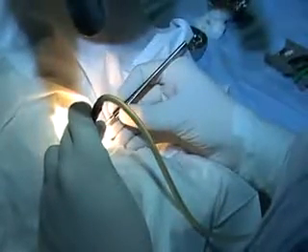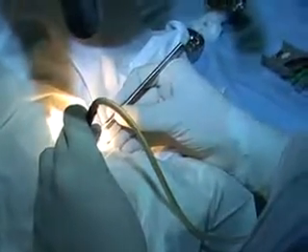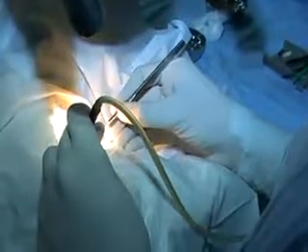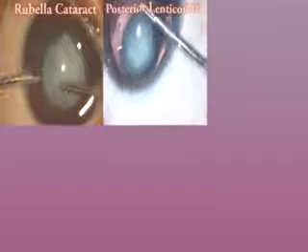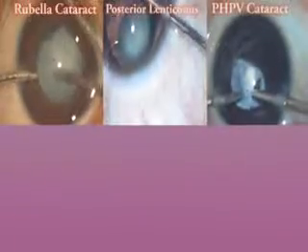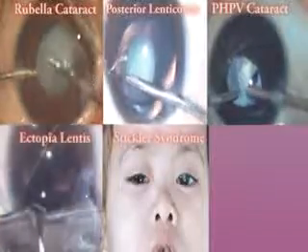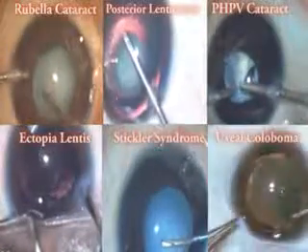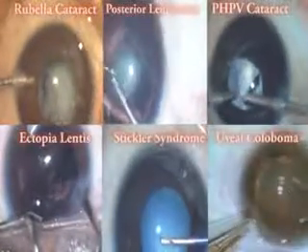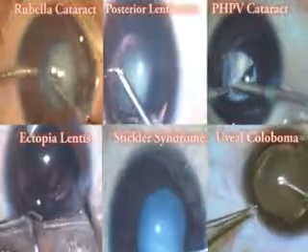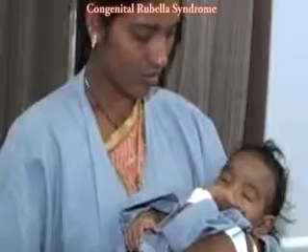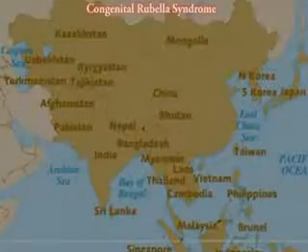Pediatric cataract associated with any anomaly can challenge the best of surgeons, particularly when associated with congenital rubella syndrome, posterior lenticonus, persistent hyperplastic primary vitreous, ectopia lentis, cataract and Stickler syndrome, or uveal coloboma. Congenital rubella is one of the most common causes of childhood cataract in developing countries.